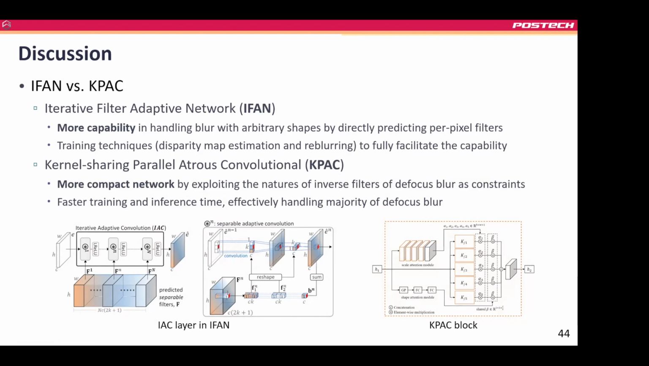In contrast, the second approach is based on fully exploiting the nature of inverse kernel for defocus blur, and the network is very simple. The training is easier, the inference is simple. Even though it's not as powerful as the first one, it can handle most common shapes of defocus blur. There are some pros and cons, but generally this is more compact and probably more useful in practice.